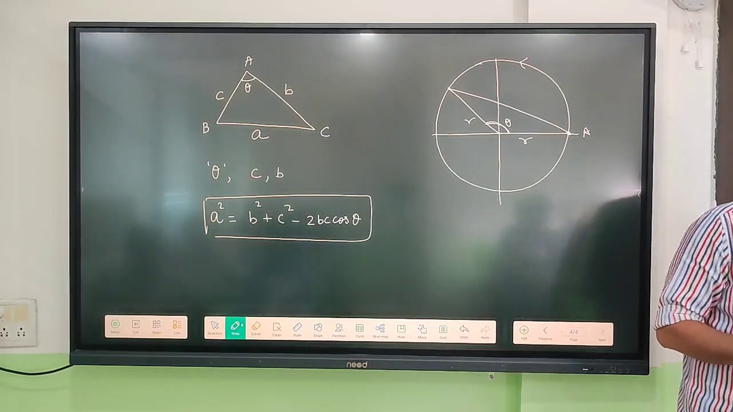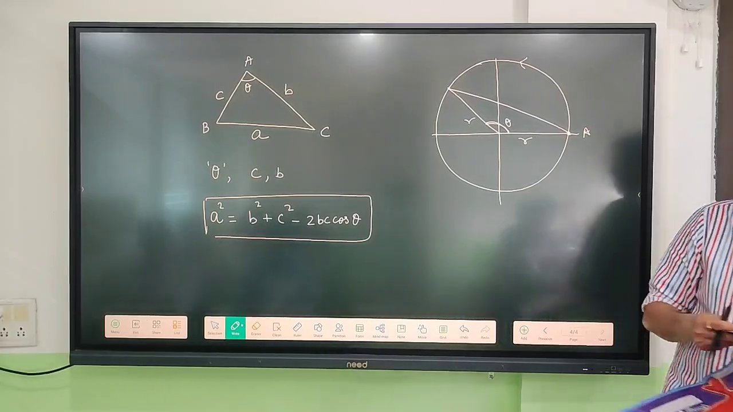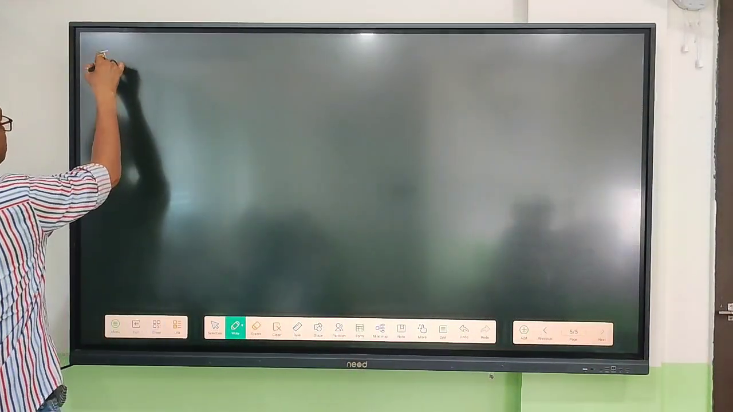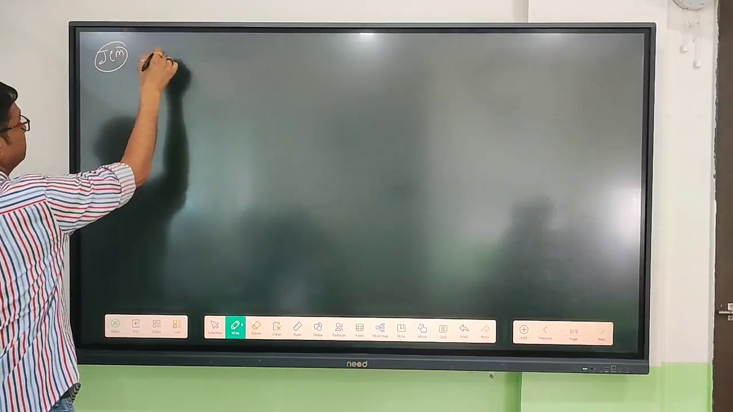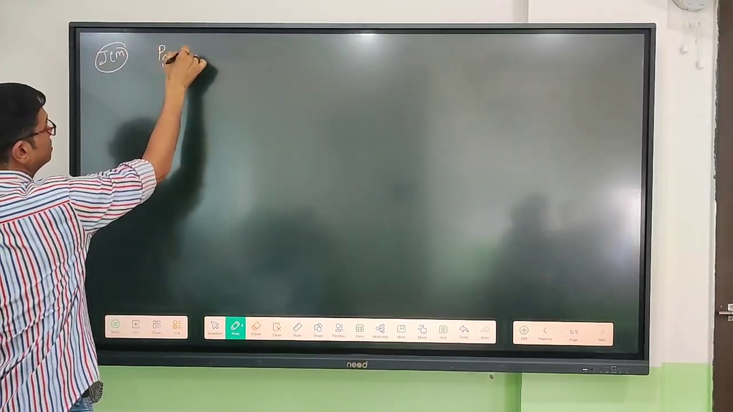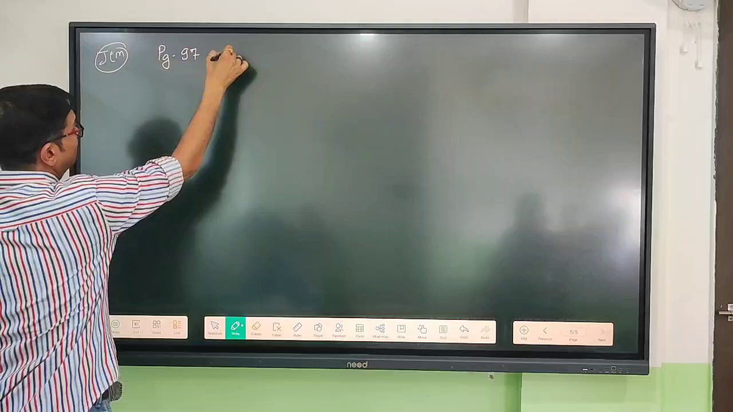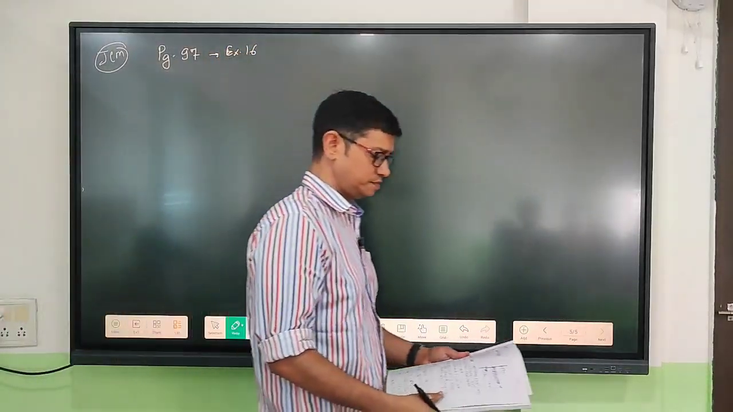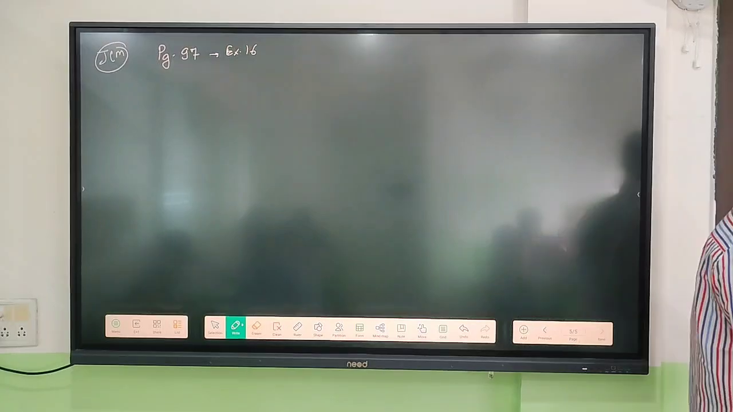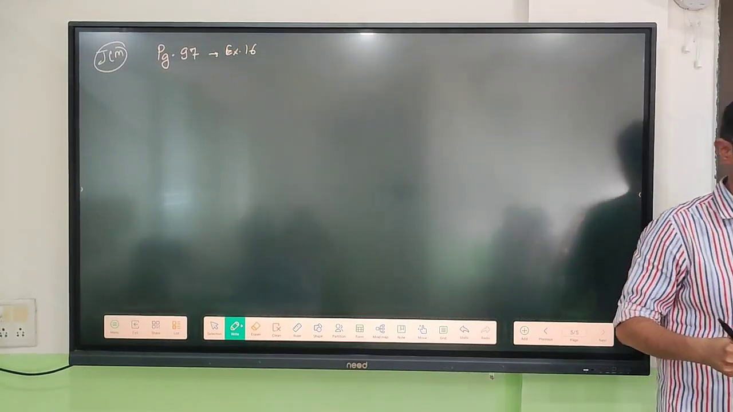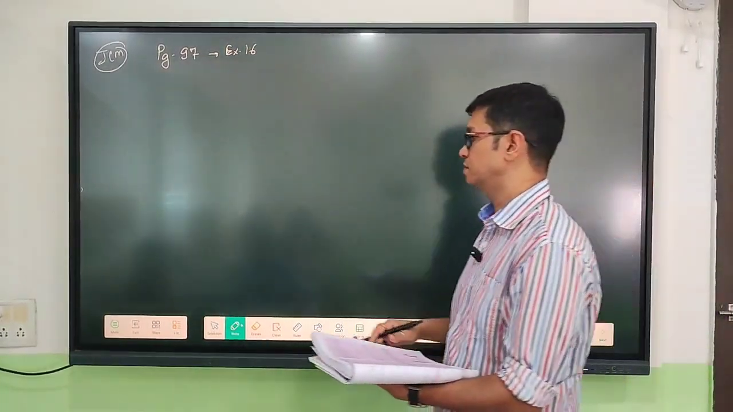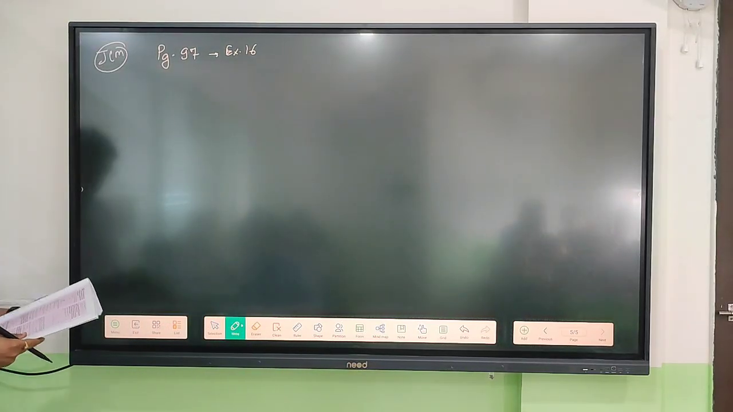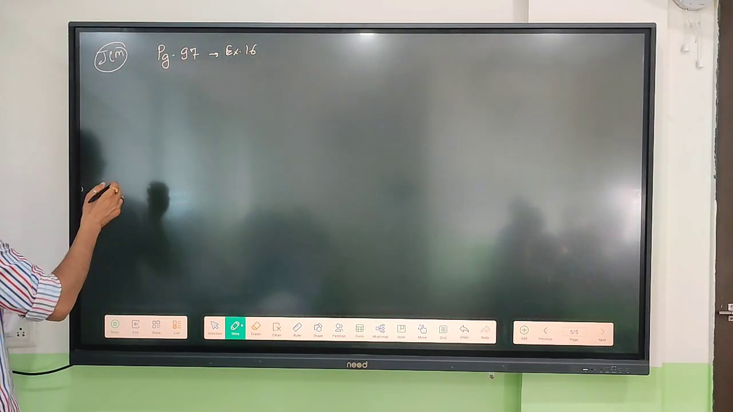Question number 16, example 16, page 97. We are doing JCM, page 97, example 16. So while you guys read, I'll just draw the diagram here.